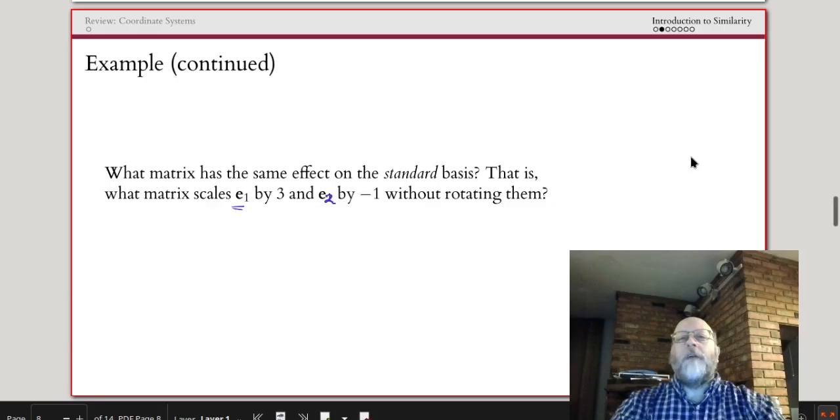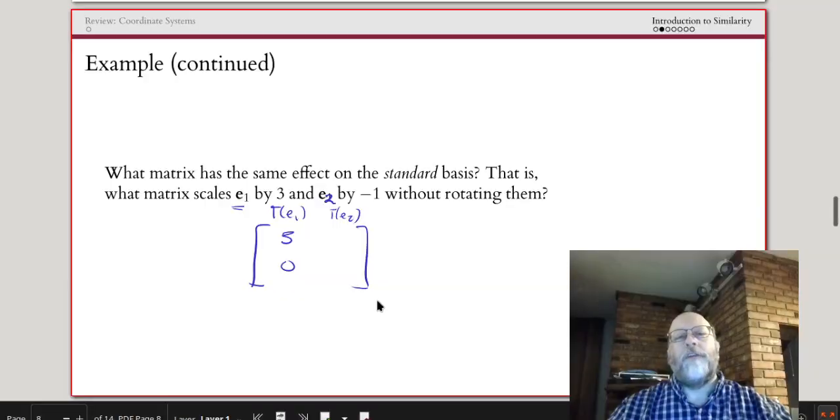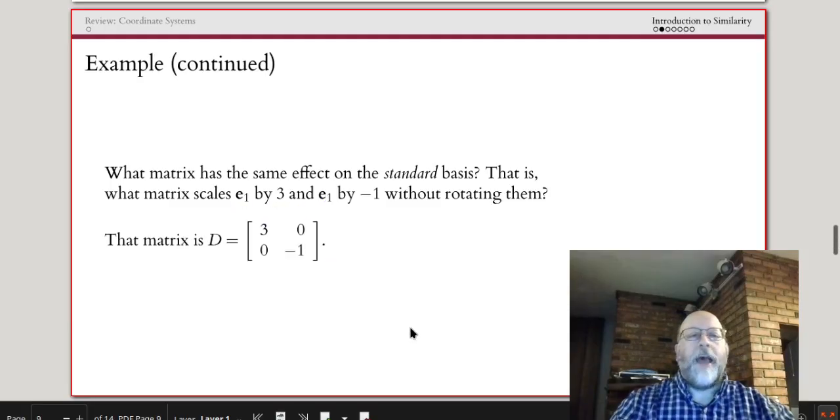What matrix does this on the standard basis? Well, we know that on the standard basis, the columns of the matrix are the transformed versions of E1 and E2. So if E1 gets scaled by 3, then the transformed version of E1 is (3, 0). If E2 scales by -1, the transformed version of E2 is (0, -1). And so that's the matrix [3, 0; 0, -1].